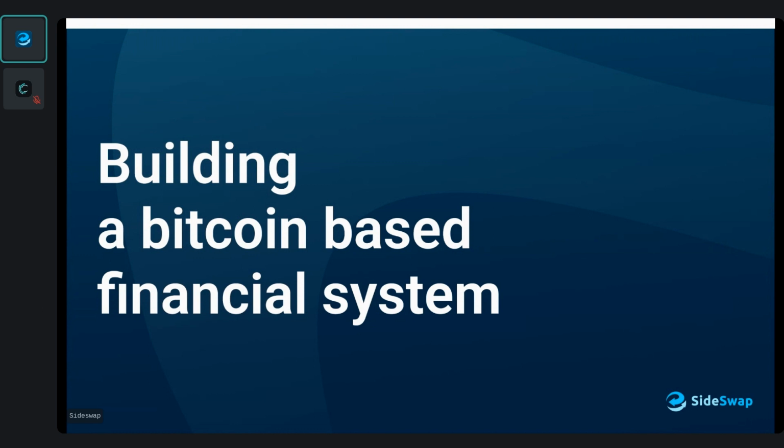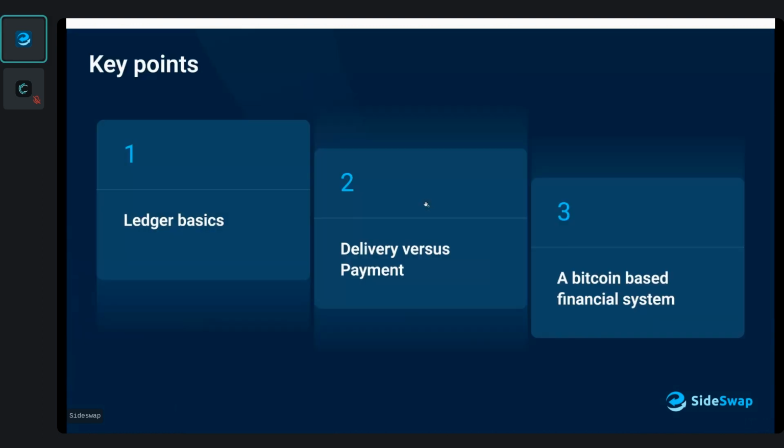can build a Bitcoin-based financial system using sidechains and specifically the Liquid network, and why it's important to Bitcoin as well as Liquid in terms of succeeding. Okay, so let's get started.